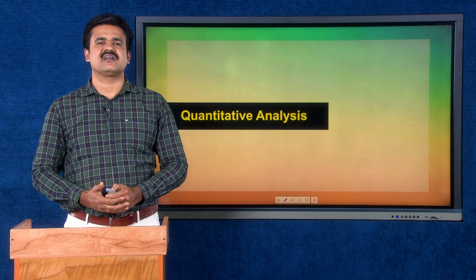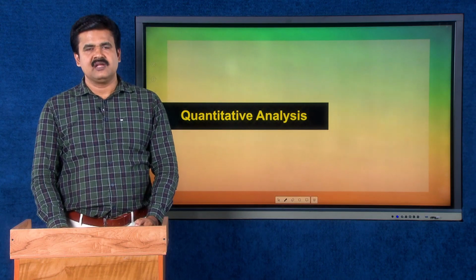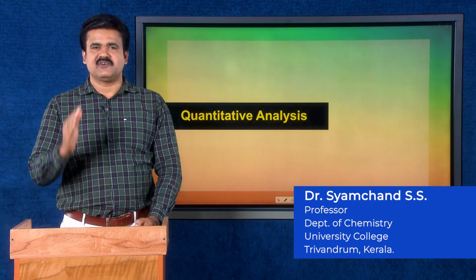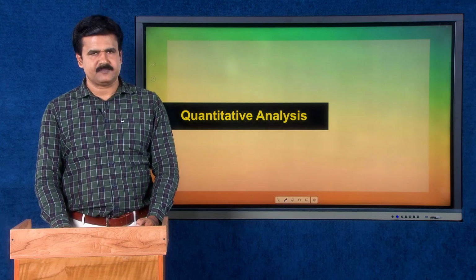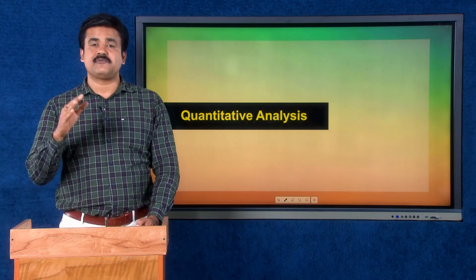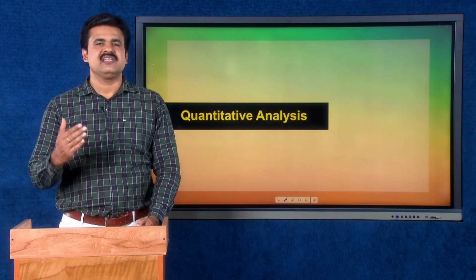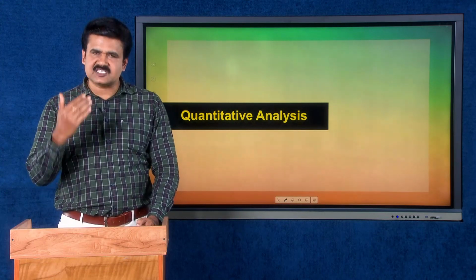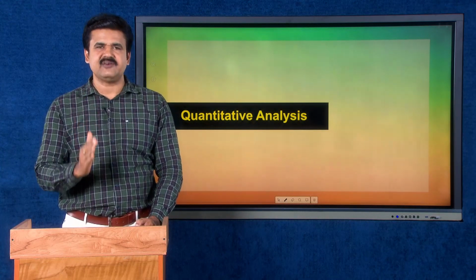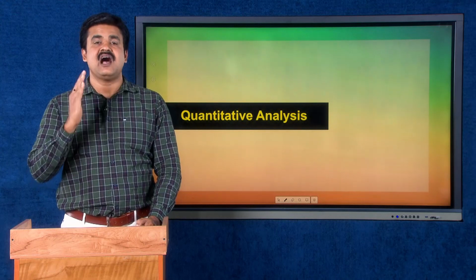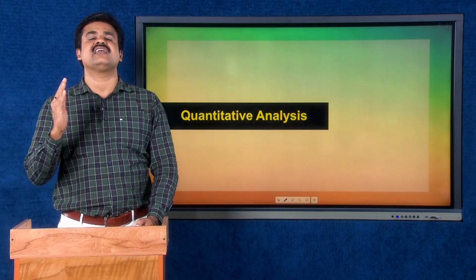First of all, we are discussing quantitative analysis. In analytical chemistry, there are two types of analysis. First one is qualitative analysis and second one is quantitative analysis. In qualitative analysis, we are finding out the type of components present in a given sample. However, in quantitative analysis, we are estimating the amount of the substance present in a given sample. So, qualitative analysis and quantitative analysis are two important analytical procedures in analytical chemistry.